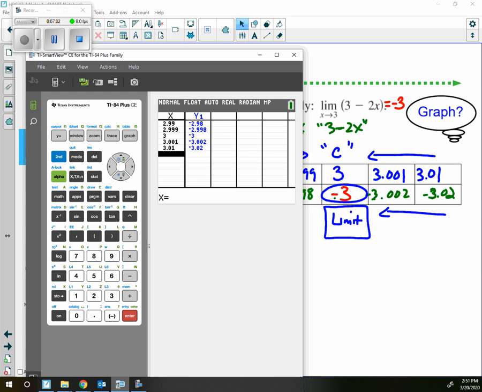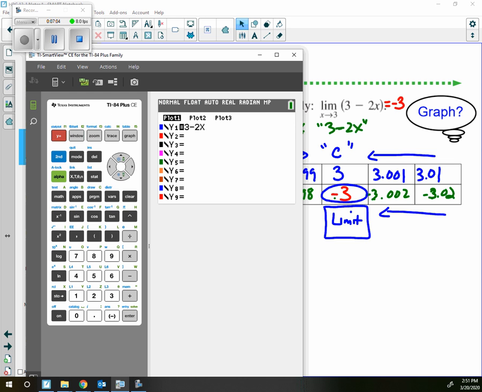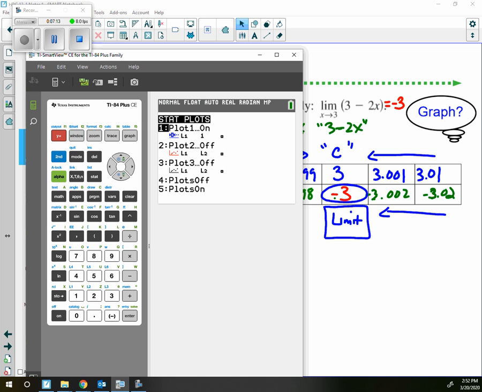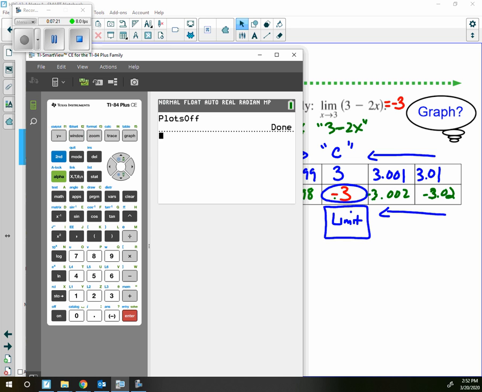So if you go back to your graphing calculator, we're going to go ahead and graph this. So I'm going to graph that linear equation. And if I use trace, this is a great way to be able to see what's happening here. I'm going to go ahead and turn my plots off here as well. I want to turn my plots off, so number 4, just so we don't have anything else going on here.